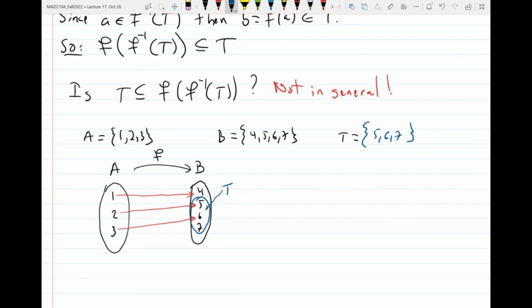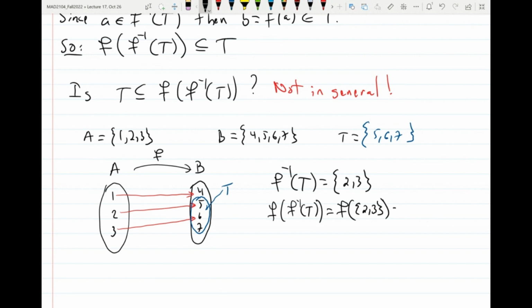Okay? Now what's gonna happen? Remember, we're gonna pull back. So let's pull back T. What do we get if we pull back T? 2 and 3. We get 2 and 3. Does everybody understand this? Yes or no? These are the elements, so when you apply the function, they go into T. Yes? All right. Now, let's push them forward. So that would be the image of 2, 3. What is this? 5 and 6. It's 5 and 6.